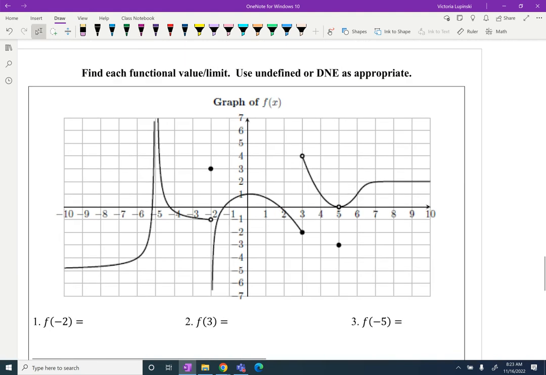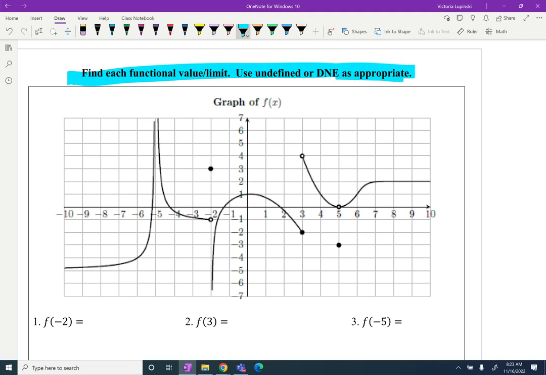I have for you a somewhat crazy looking graph. Find each functional value or limit. You're going to use f of, or undefined, or DNE as appropriate. Just as a quick reminder, you can only say undefined when it's an f of. You can only say DNE when it's a limit. You can't use them interchangeably. Undefined means there's no y value. DNE means they're not going to the same spot.